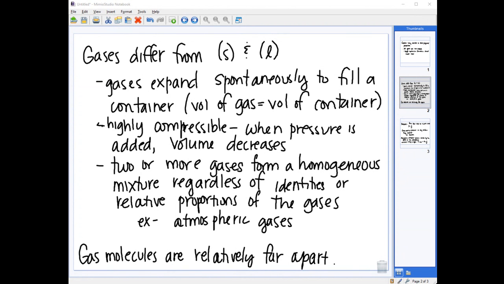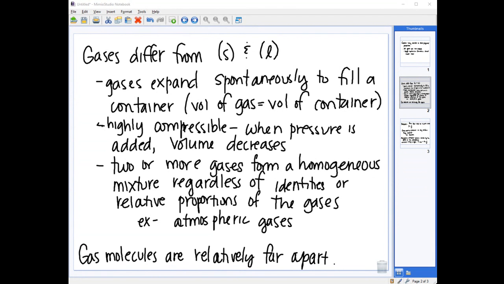So that every time we take in a breath, we're getting this mixture of gases. We're not in one breath getting more oxygen and then in the next breath getting more nitrogen. Okay. Gas molecules are relatively far apart. That's what allows them to expand. When they are compressed, when we add pressure, it forces them to come back together, which is why the volume decreases. And this is also why they can form a homogeneous mixture.